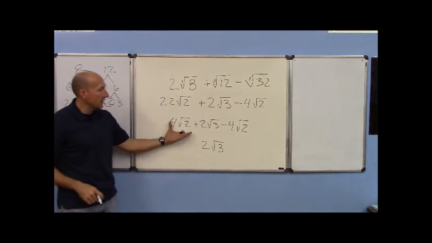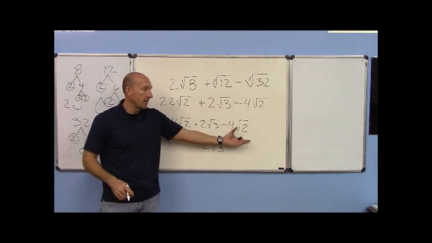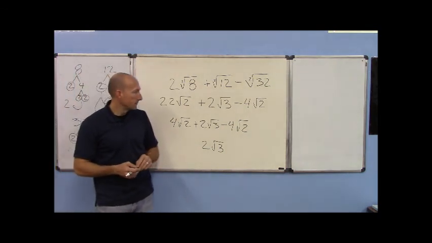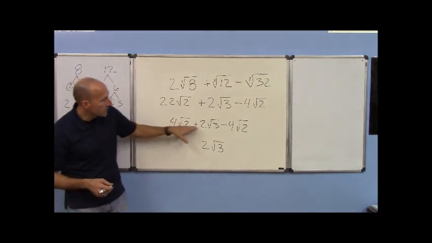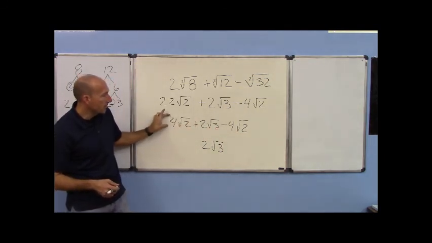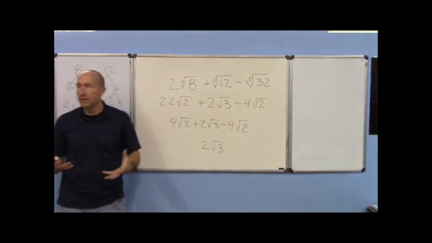Because when you have something and you take away that exact amount, you no longer have anything. You have 0. So what we're looking for is the similar term, and then we're adding and subtracting the numbers that are out front, the ones that are actually out on the field playing.